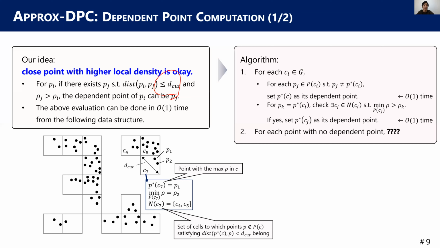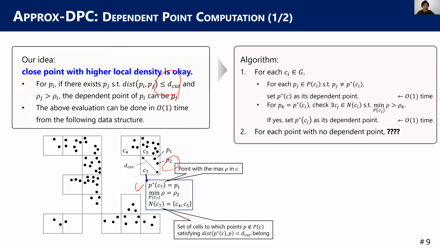Now, what does this idea bring? For many points, their approximate dependent points can be obtained in constant time. Actually, this data structure maintains the point P star with the maximum local density in this cell. Then, approximate dependent points of the other points in this cell are P star. For instance, an approximate dependent point of P2 is P1, and this computation is done in constant time.